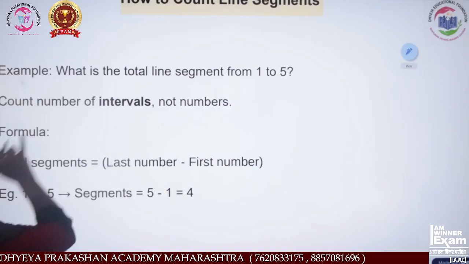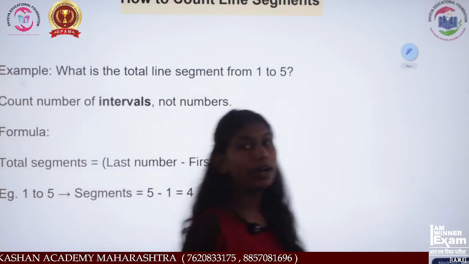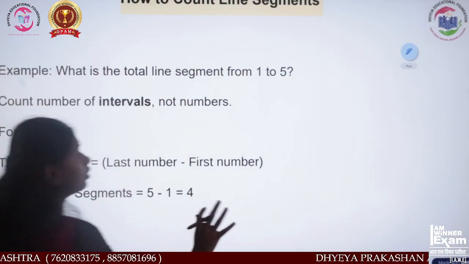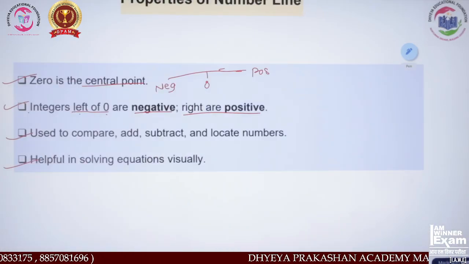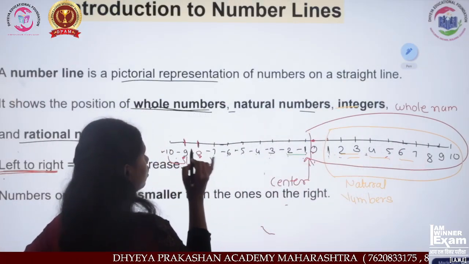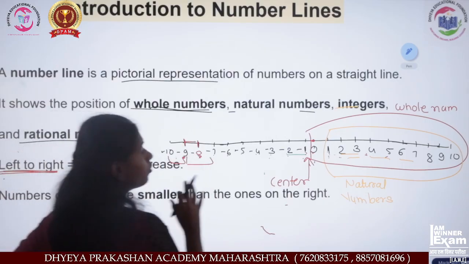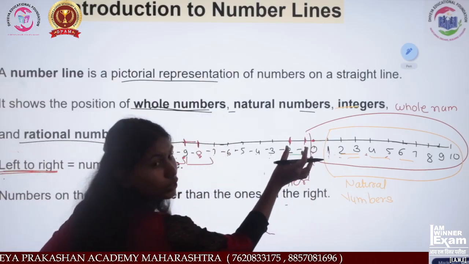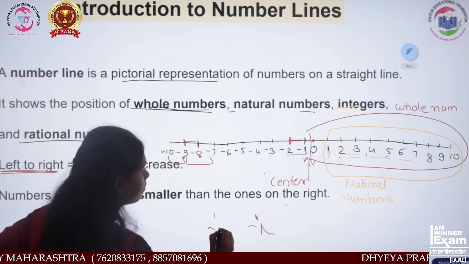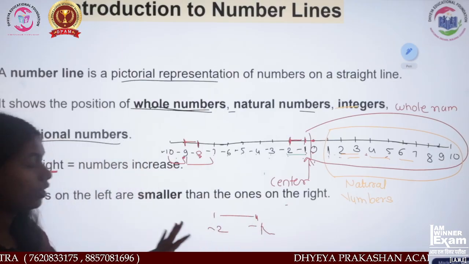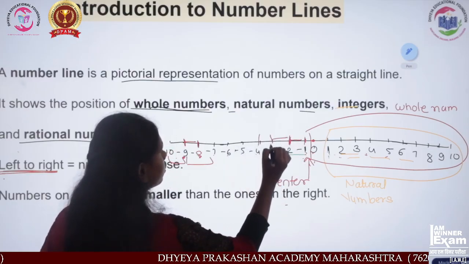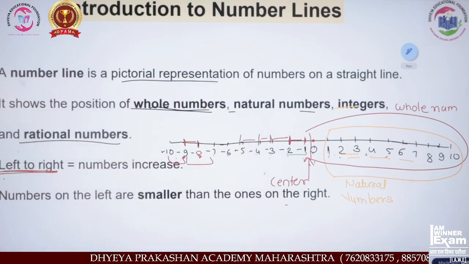Like an example: what is the total line segment from 1 to 50? Sorry, 1 to 5. Now what we want is the total line segment. This line is known as a line segment. What is meant by a segment? Suppose you take -1 and -2. These 2 points will make one segment. So this is one segment, then this will be another segment, then this will be another, and in the same way.